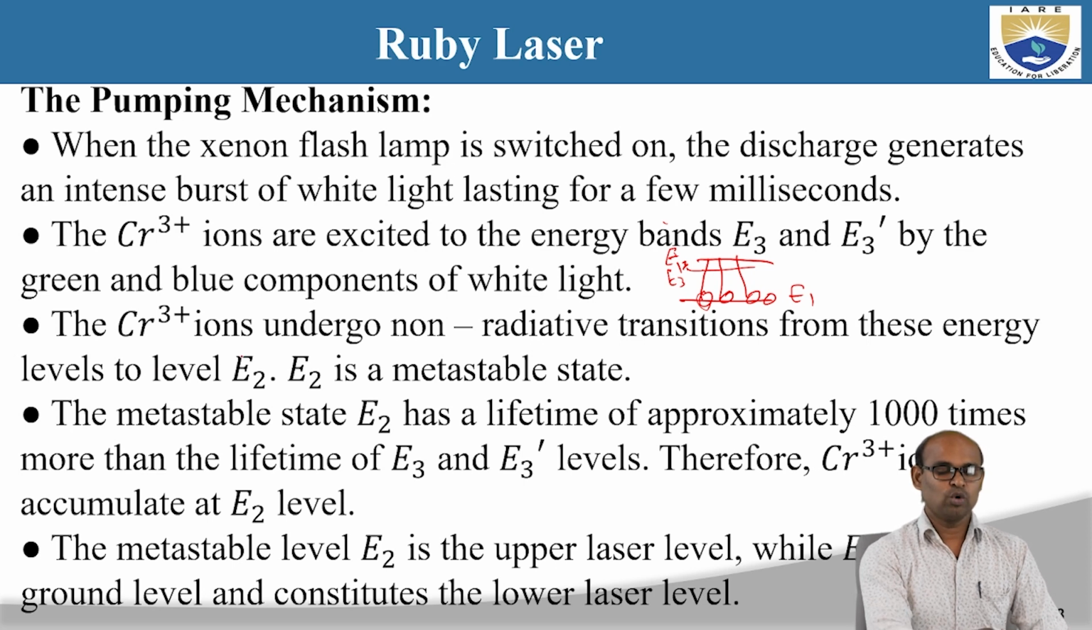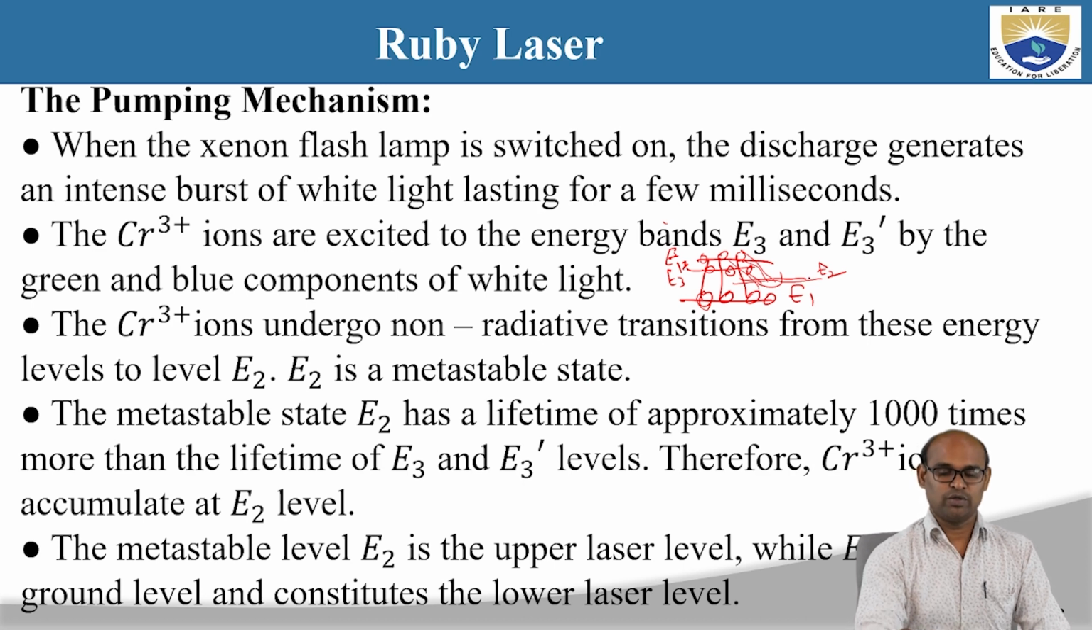Okay. So the chromium ions undergo non-radiative transition from these energy levels to the energy level E2. As I mentioned, these two energy levels or absorption bands are normal excited states, and we know that in normal excited states the lifetime of an atom is 1 nanosecond. So they are going to decay to another energy level. E3 and E3 prime are absorption bands, and there is a metastable state E2. So the atoms from E3 and E3 prime decay to the metastable state in 1 nanosecond, because the lifetime is 1 nanosecond in normal excited states. So these are undergoing non-radiative transition to a metastable state E2.